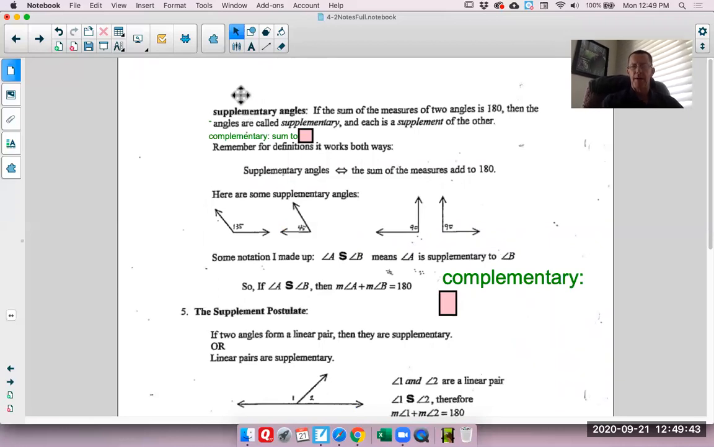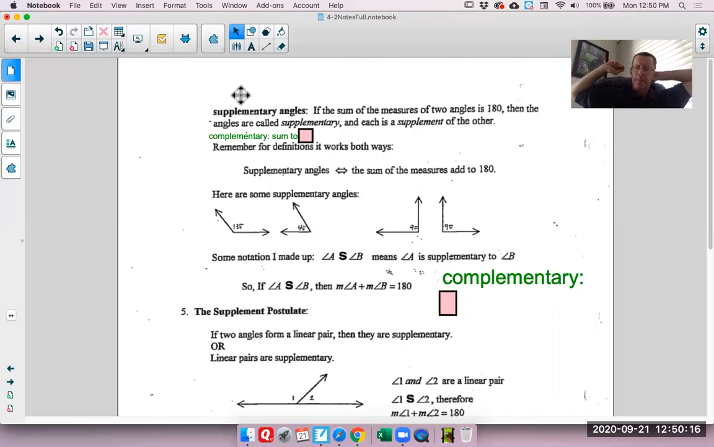Supplementary angles. If the sum of the measures of two angles is 180, then the angles are called supplementary, and each is a supplement of the other. Does it say anything about them having to be adjacent or in the same diagram? No. So I could have an angle way over here that's, I don't know, 100 degrees, and I could have one in the other room that's 80 degrees. Those would still be supplementary.